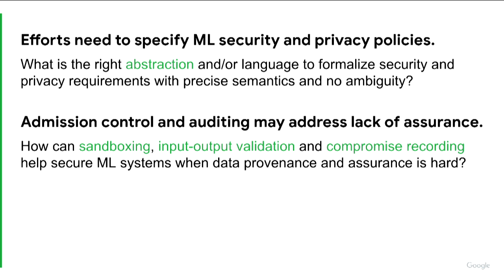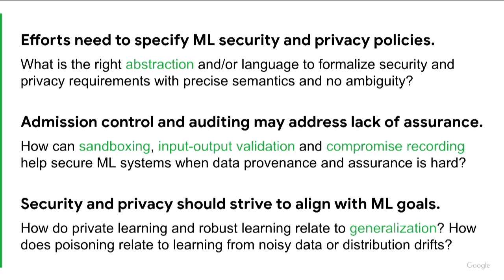The second thing is we need to work on admission control and auditing in cases where we're unable to have assurance that these security policies are met. So things like sandboxing, input-output validation, compromise recording, they will help with security and with practical security. And finally, I encourage you when you're working on these problems to think about how you can align the goals of security and privacy with the very goals of machine learning. If you look at things like differentially private machine learning, this is most likely one of the reasons why it's so successful. It's because it really goes well in hand with machine learning, and in some ways you can think of it as a regularizer. And so this really helps pushing forward the adoption of these techniques in practice in the real world.